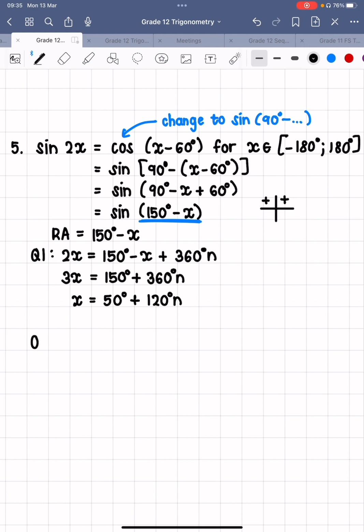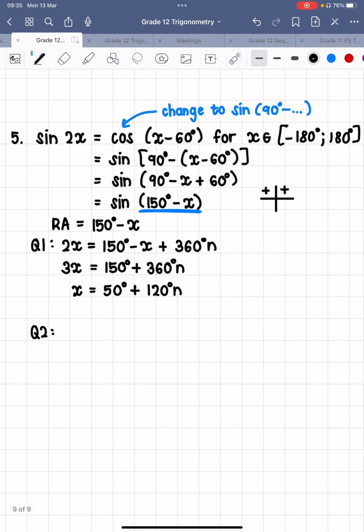Okay, quadrant 2. You can leave open a line if you want to as well, guys, because our calculations are a little bit longer for these ones, but you don't have to. So again, 2x equal to, now in quadrant 2, it's 180 minus the reference angle. How many terms does my reference angle consist of? 2. So we have to put it in brackets, please, so that we subtract both of those terms. So 150 minus x plus 360n.